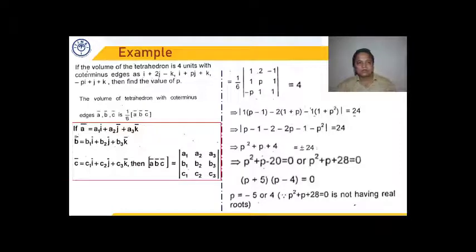Yes, we simply use a scalar triple product. One-sixth is the volume of the tetrahedron, given as 4 cubic units. So we straight away put in the expression, solve, and get the value of p.